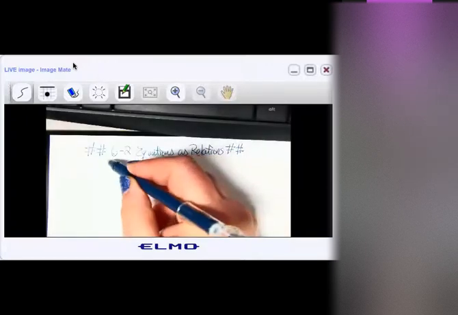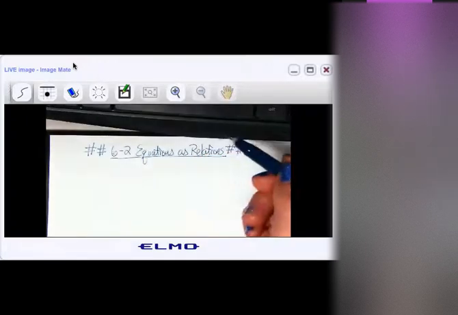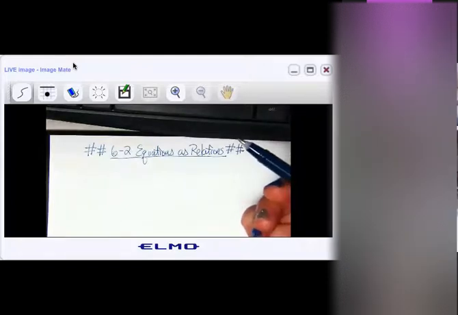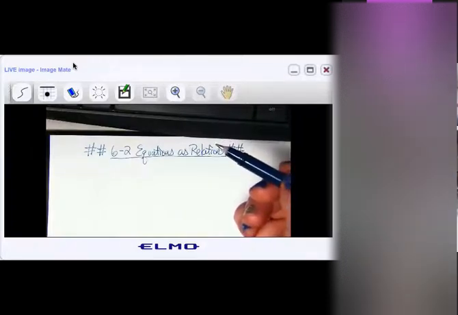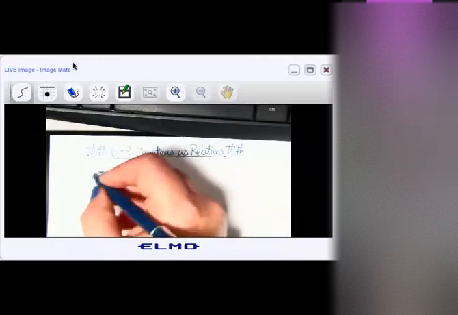Before I even go any further, can anybody tell me what an equation is? What does an equation have in it? Is it an equal sign? That's exactly the answer. That's all it is.